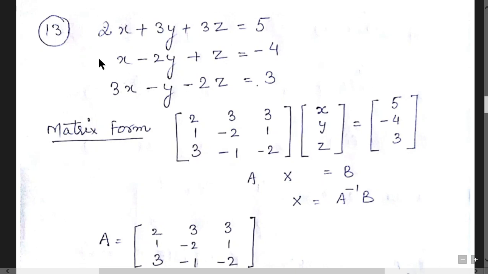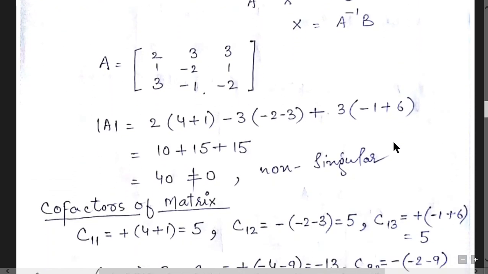Again, when we convert this set of equations into matrix form, it will become 2, 1, 3, 3, minus 2, minus 1, 3, 1, minus 2, then x, y, z, and 5, 4, minus 4 and 3. Then check whether the determinant of matrix A is equal to 0 or not. If this value is equal to 0, it means singular. If this value is non-zero, then it's non-singular and we can proceed further.